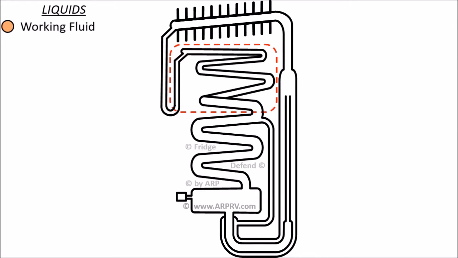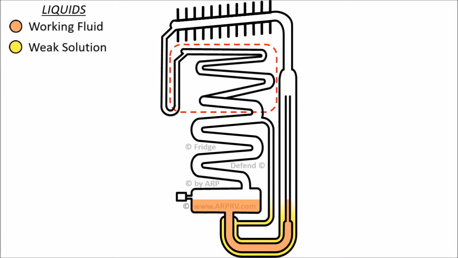The working fluid is orange. It consists of liquid ammonia, water, and a rust prevention agent. Yellow is the weak solution. It is called the weak solution because it is just water and the rust inhibitor without the ammonia. Blue is the liquid ammonia. Note that in this refrigeration system, the ammonia can be either a gas or a liquid, but the working fluid and the weak solution must always remain a liquid so that the coolant unit will not fail.